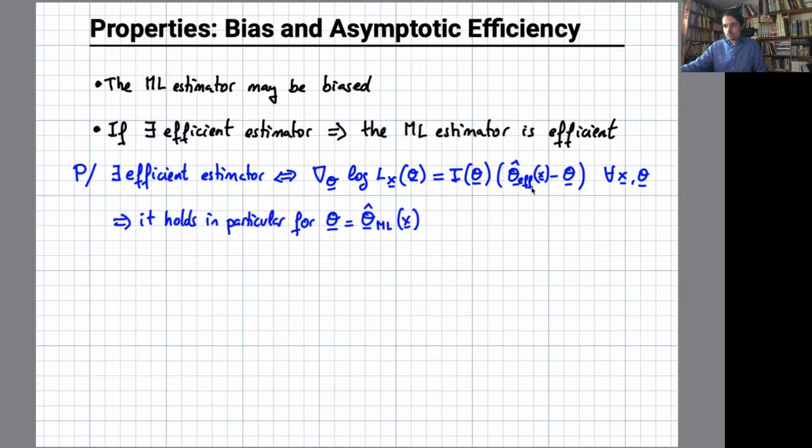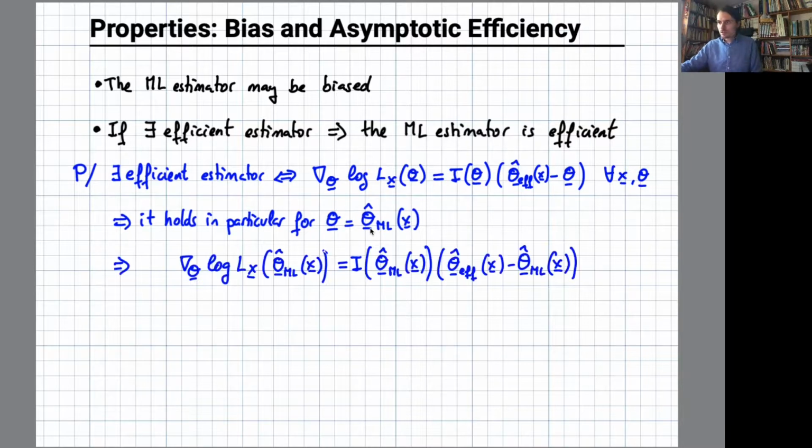Therefore, it must hold in particular for this specific value of theta, which is the maximum likelihood estimate, okay? So one can just substitute this maximum likelihood estimate for theta in this equation, right? And that must hold true if an efficient estimator exists, right? So this is the expression that we obtain, right?